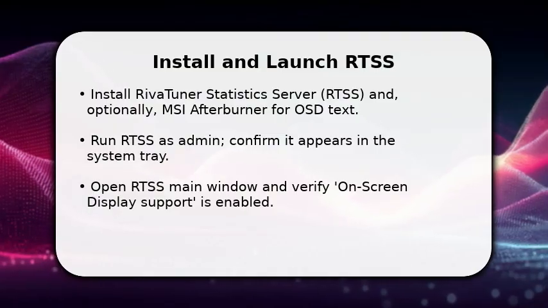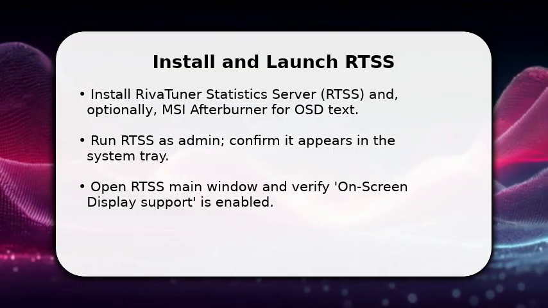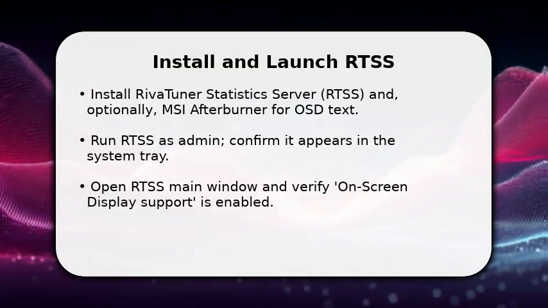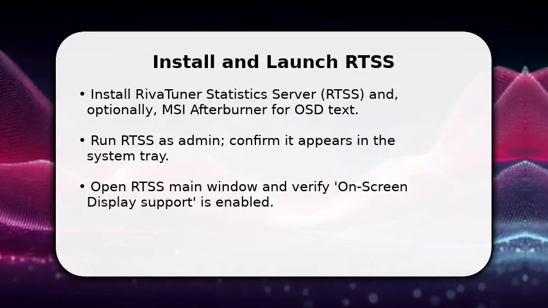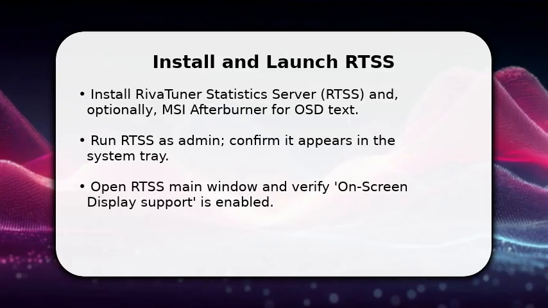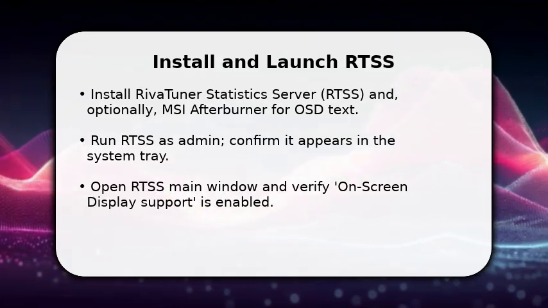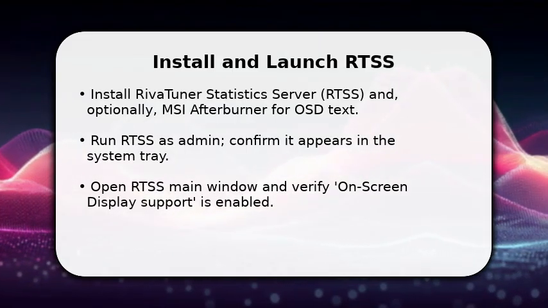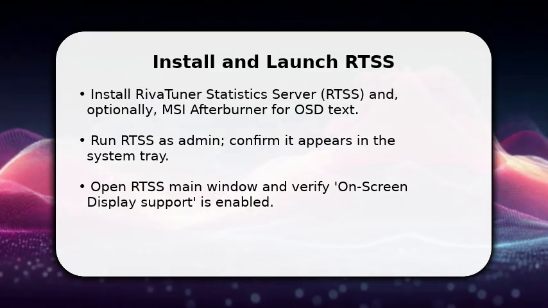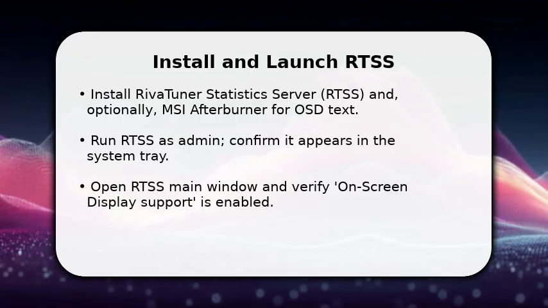You should start by ensuring RTSS is installed and running with admin privileges. This prevents permission issues. Once done, open the RTSS main window and confirm on-screen display support is enabled. Next, decide whether you want a global FPS overlay or per-game profiles. If you prefer per-game control, launch the game first so RTSS creates an application profile automatically.